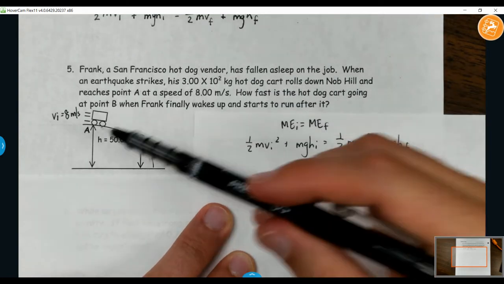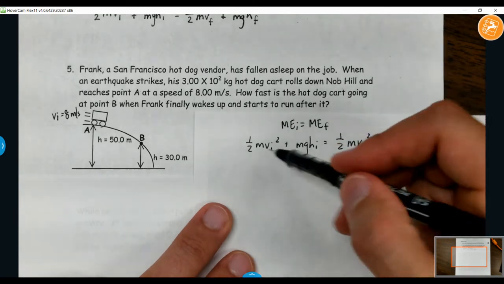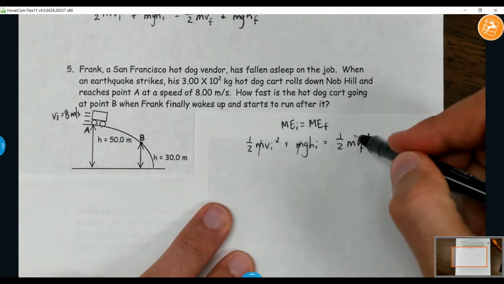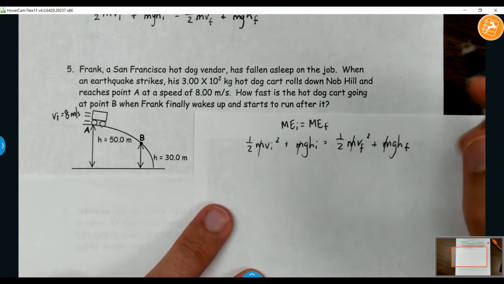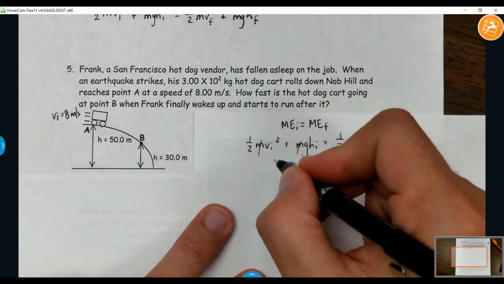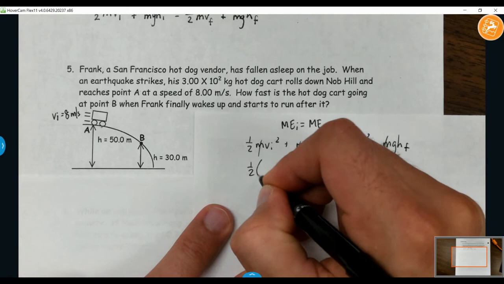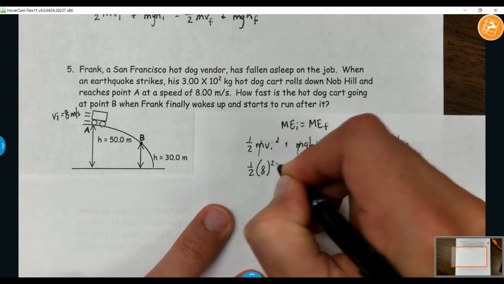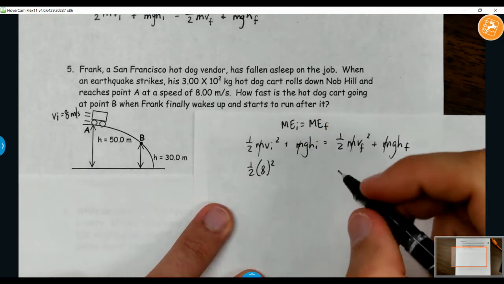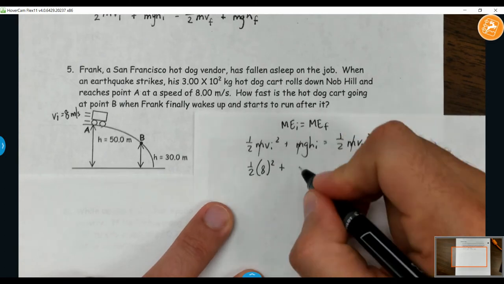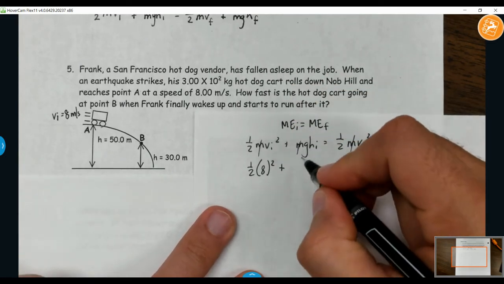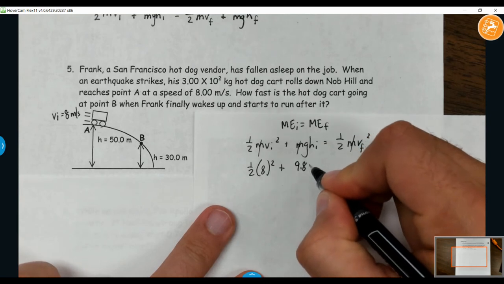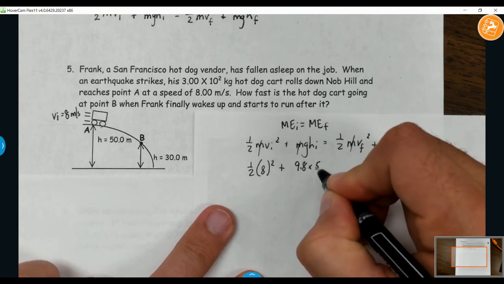All right, so again, since we're worrying about the same cart, the masses can cancel out of this, which is great. Limits a lot of information. So the initial velocity of the cart was 8. So we're going to have 1/2 times 8 squared plus, now at point A, the height was 50 meters. So gravity times the 50 meters.